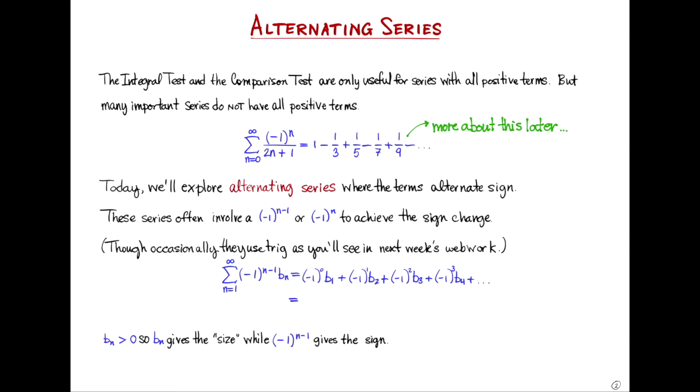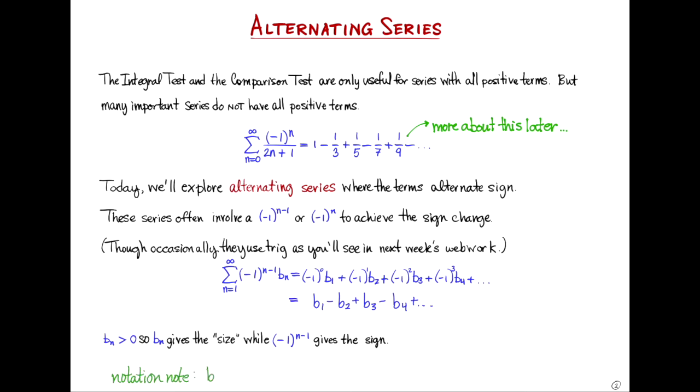So when we have a series of the form (-1)^(n-1) times b sub n, that simplifies down to b sub 1 minus b sub 2 plus b sub 3 minus b sub 4, and the pattern continues. So b sub n is always greater than 0. That gives us the size of the terms, while the (-1)^(n-1) gives us the sign of the terms. Just a quick note on the notation.